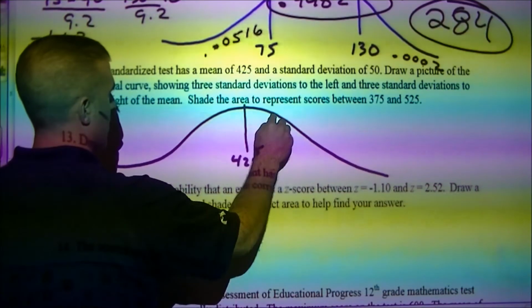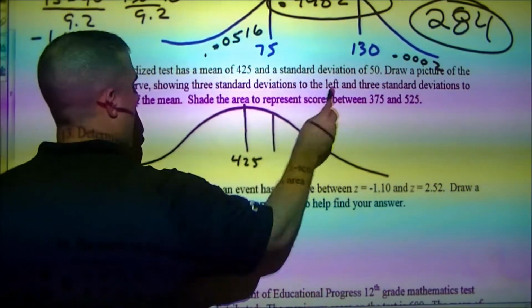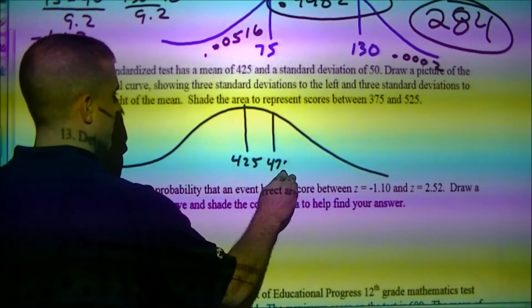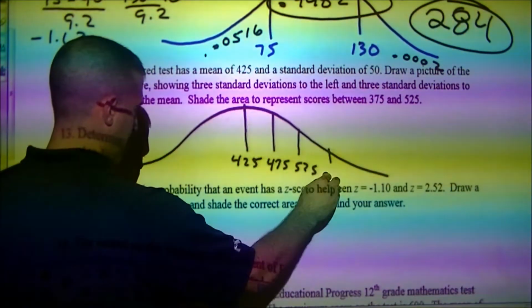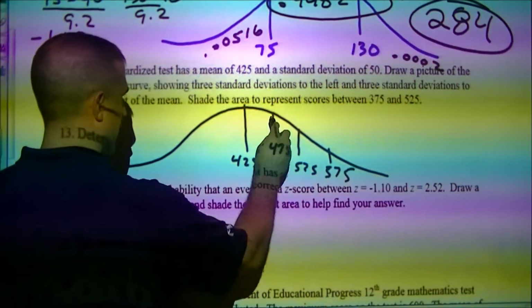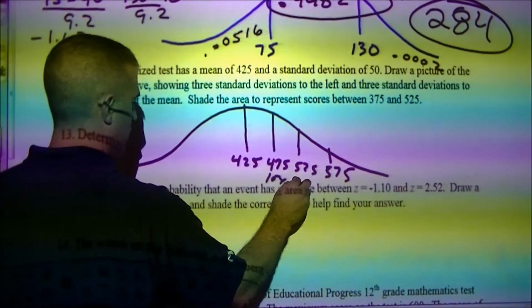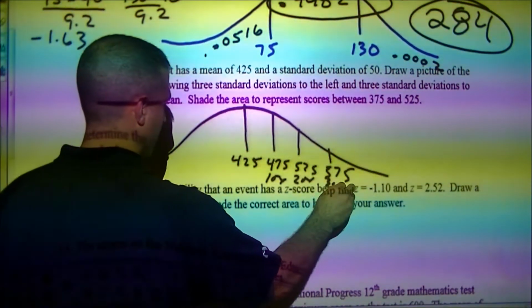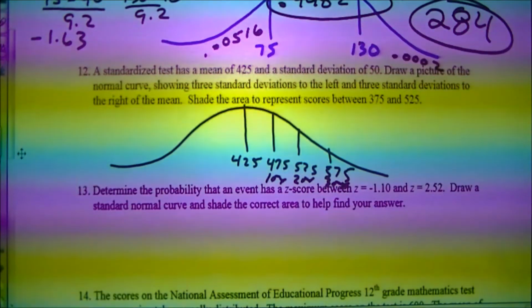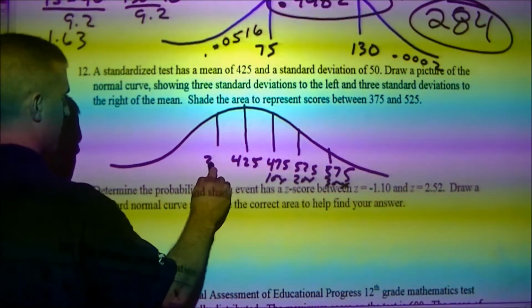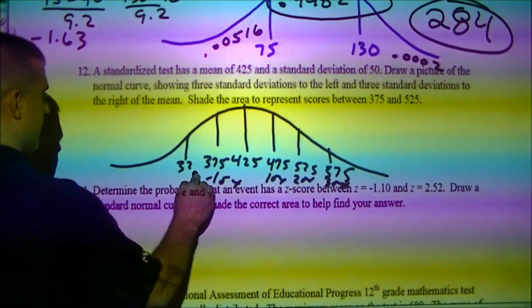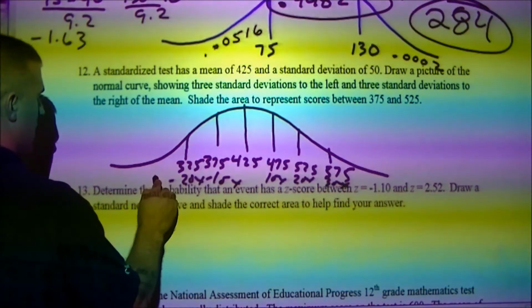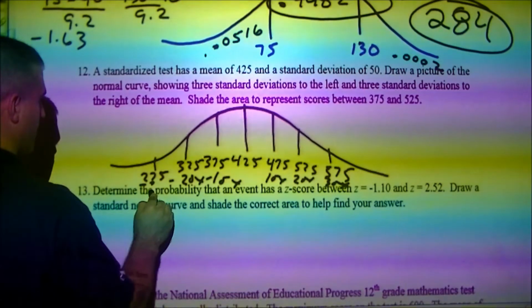I'm right here. So what I would do is add 50 to this number, which would give me 475. Add 50 to that one would be 525. Add 50 to that one would be 575. That's 1 standard deviation, 2, and 3. Going back the other way, this would be 375, negative 1 standard deviation. 325 is negative 2 standard deviations, and 275 is negative 3 standard deviations.